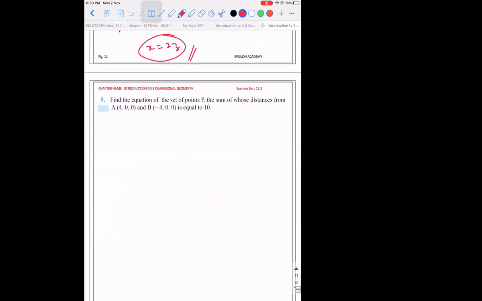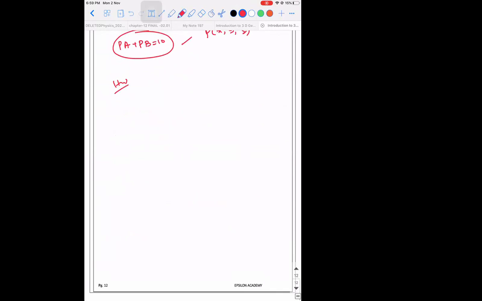Similarly, find the equation of set of points P such that the sum of whose distances from A and B is equal to 10. So PA plus PB is equal to 10. You people solve this. This is also homework. So let the point P be x comma y comma z. PA plus PB is equal to 10. There is a condition. So this will be homework. That's it.